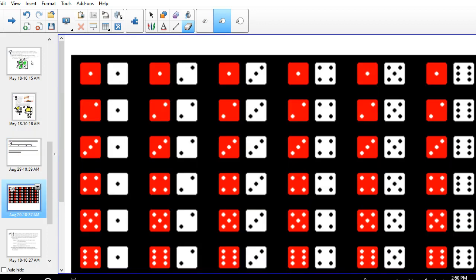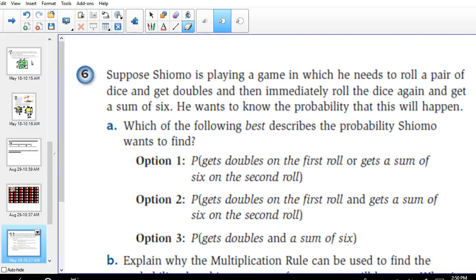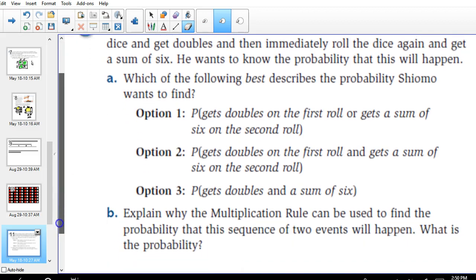So here I've put the outcomes for rolling our dice, and let's look at this situation. We're going to suppose that Shiomo is playing a game in which he needs to roll a pair of dice and get doubles, and then immediately roll the dice again and get a sum of 6. He wants to know the probability that this will happen.